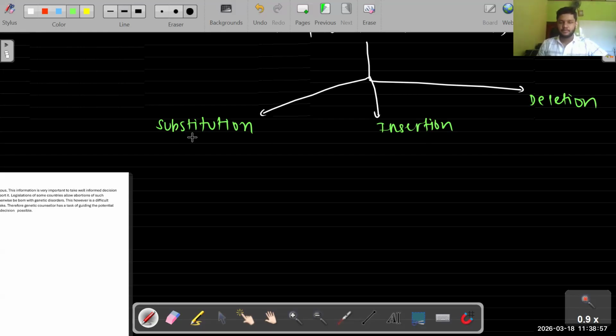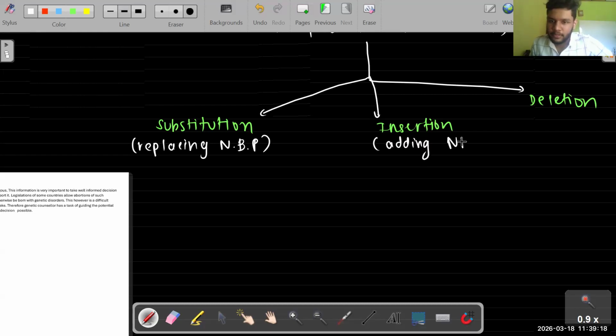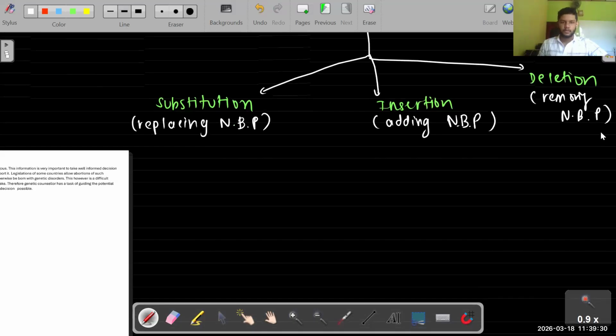Substitution. Substitution means, for a simple idea, right? Let's put a bracket and write. It means replacing. Substituting means replacing a nucleotide base pair. Inserting means adding a nucleotide base pair. Deletion means removing a nucleotide base pair. Right? Okay.